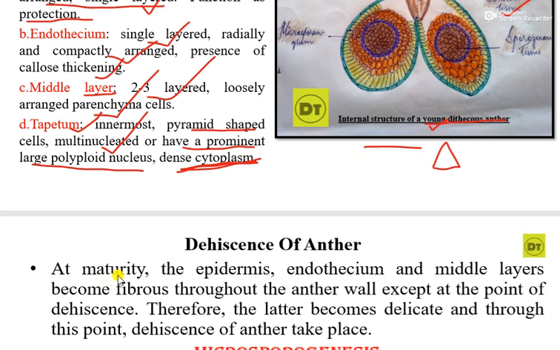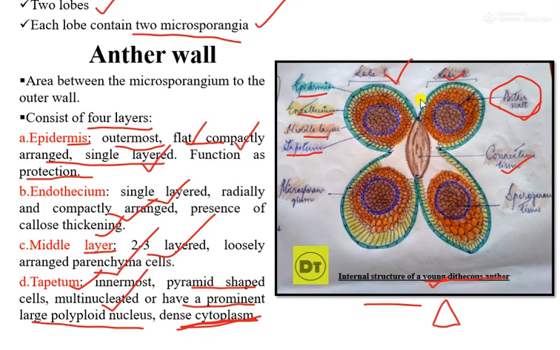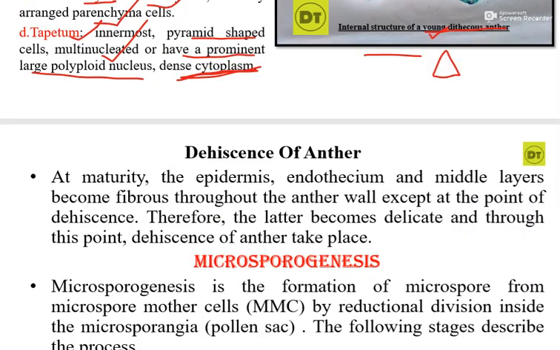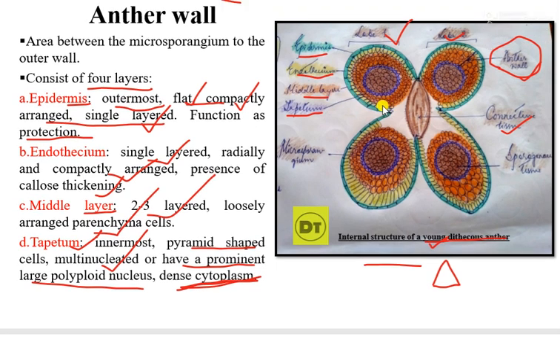Now at maturity, the epidermis, endothecium and middle layers become fibrous throughout the anther wall except at the point of dehiscence. Now these three layers are very important during anther dehiscence. Which ones? Epidermis, endothecium and middle layer. The green, yellow and orange layers are very important. When the anther becomes matured, these three layers become fibrous throughout the anther except at the point of dehiscence.